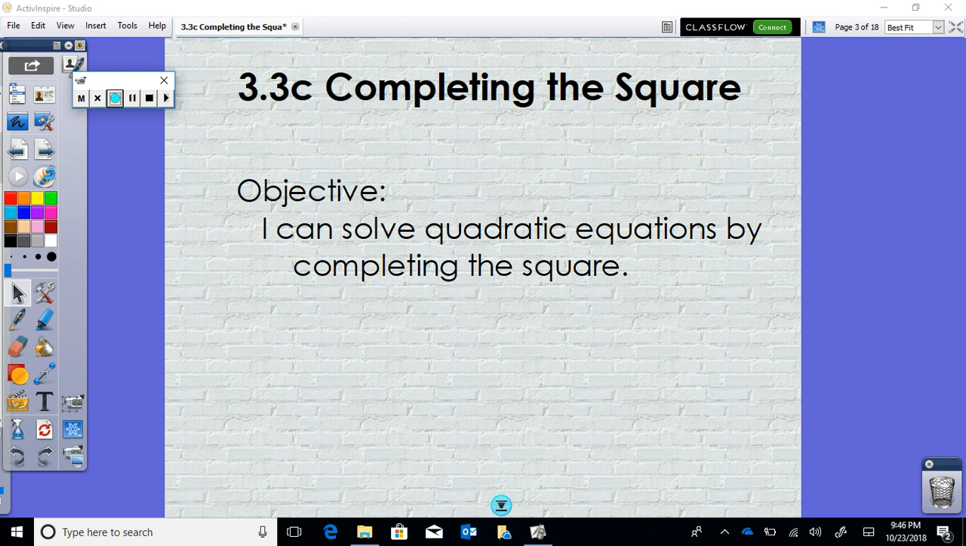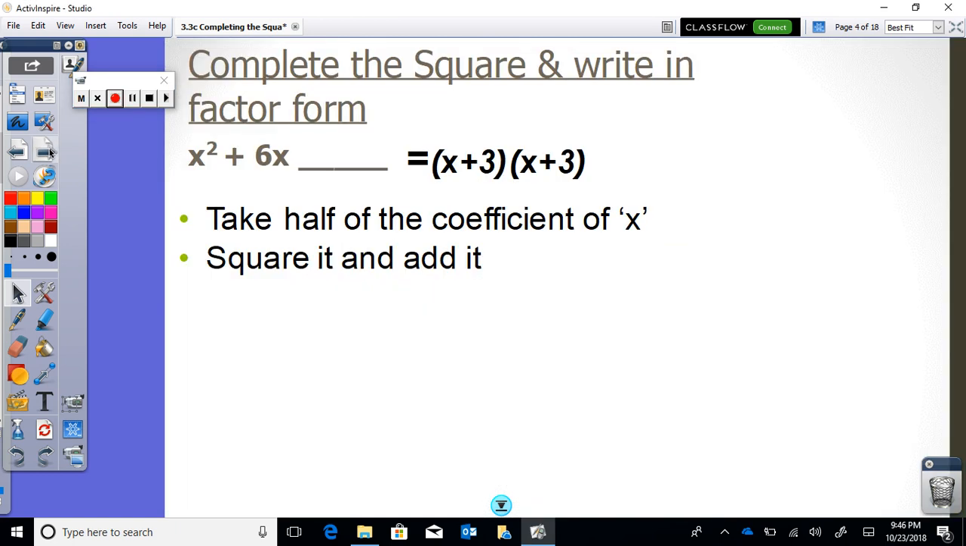All right, completing the square, and this is going to be completing the square Algebra 2 style. So we will include some complex number solutions, and you're going to look at both situations when your leading coefficient is 1 and when your leading coefficient is not 1. So first, completing the square and writing in factored form.